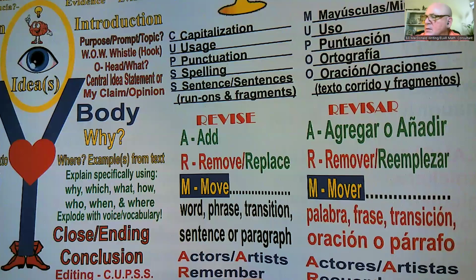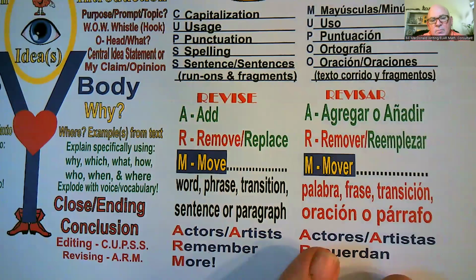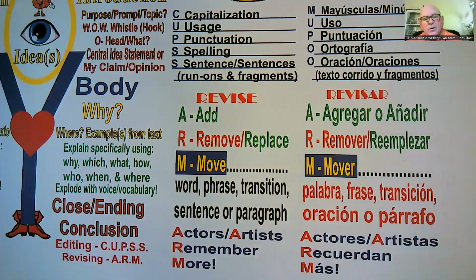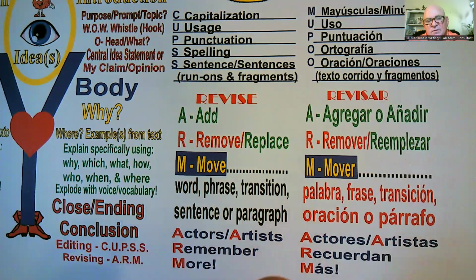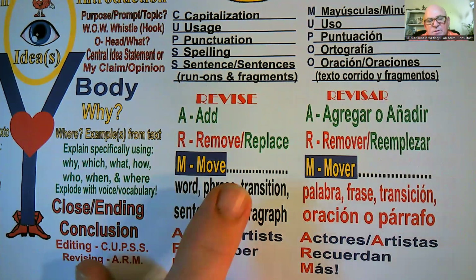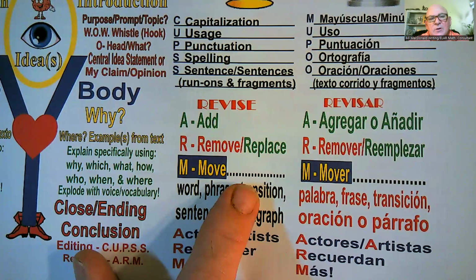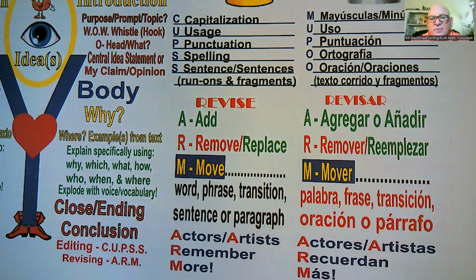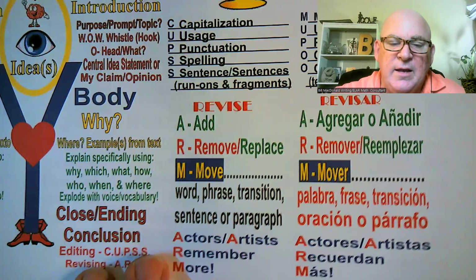Okay, in English, we have revising. Like I said, my ARM will add, remove, replace, or move something. Notice that I didn't use the word substitute because that's a person who takes your place in the classroom when you're not able to be there. I've never seen the word substitute on our Texas revising test, so I would suggest that you don't use what they don't use.